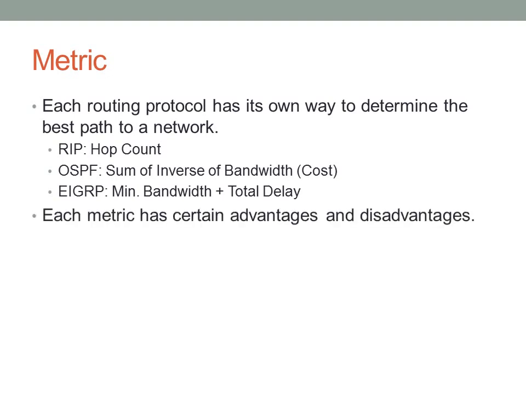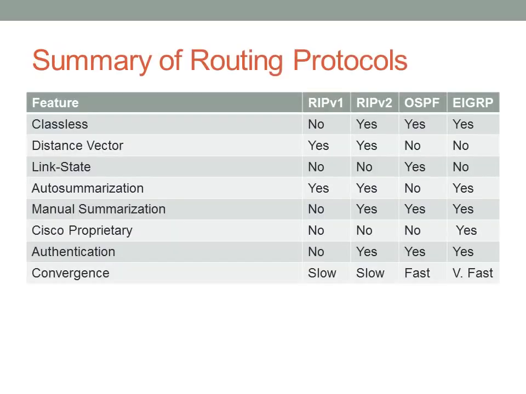Each metric has its own advantages and disadvantages. Some are a little bit more accurate than others. Some tend to be a little bit easier to configure than others. But these are the different ways that different routing protocols represent a distance on a network.